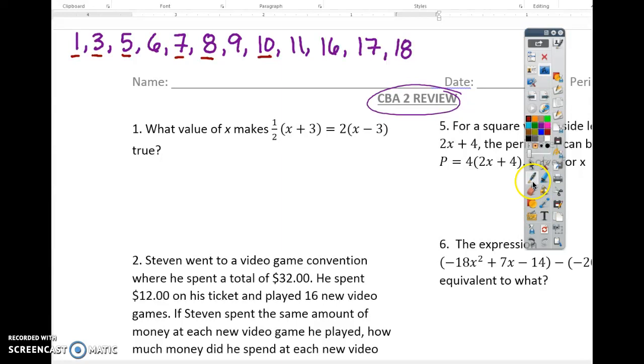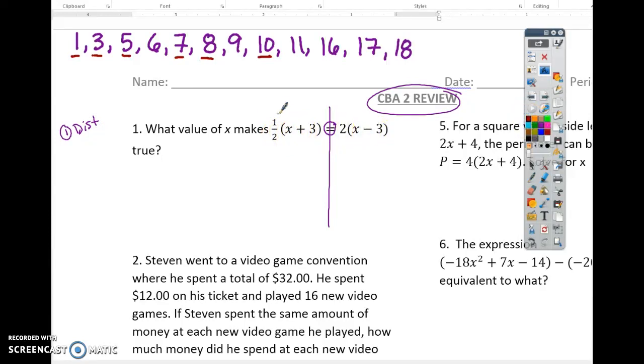Problem number 1 is asking to solve. Right, it says what value of x makes this correct. So because you see an equal sign, you're going to draw the line and we're solving. So you're going to follow the steps. Step number 1, do I have to distribute? Yes, because there's parentheses here and there's parentheses here.